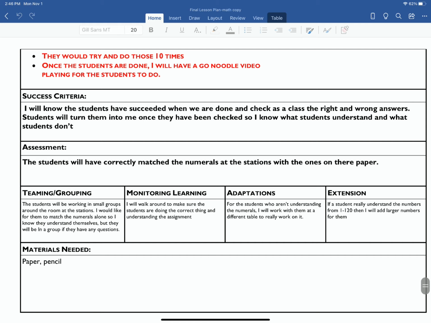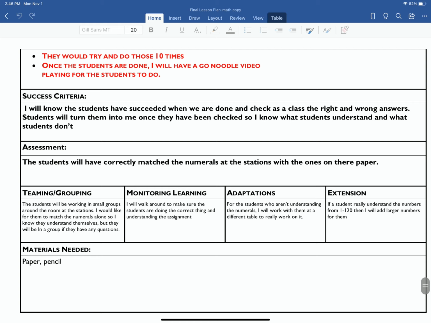For success criteria, I will know the students have succeeded when we are done and check as a class the right and wrong answers. Students will turn them in to me once they have been checked, so I know what students understand and what students are not understanding. I know that students checking the work themselves can go the wrong way with them changing their answers, but I'm hoping that they will do the right thing. It's not a test. I just want to know what they know. The students will use pens, so they aren't just using pencils and erasing their answers, but I think it's right for them to check their answers so they know right then and there what answers they got wrong and what answers they got right.